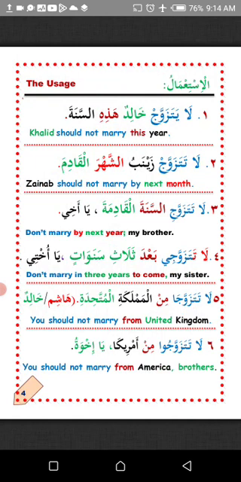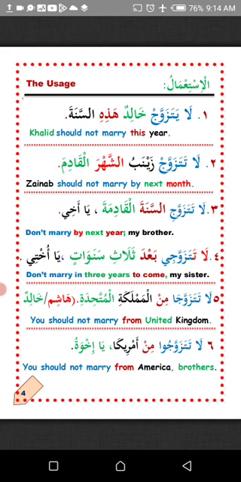Number 1. لا يتزوج خالد هذه السنة. لا يتزوج خالد, Khalid should not marry. هذه السنة, this year. Khalid should not marry this year.